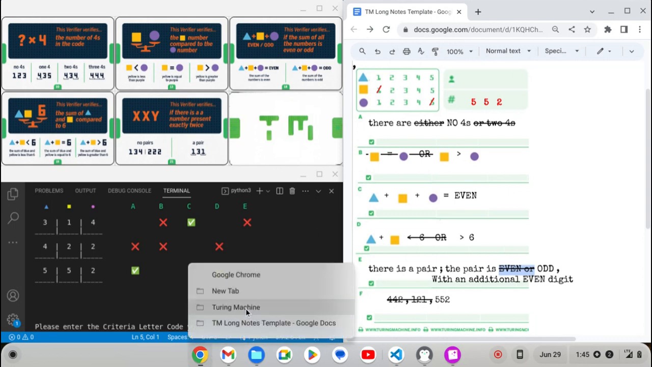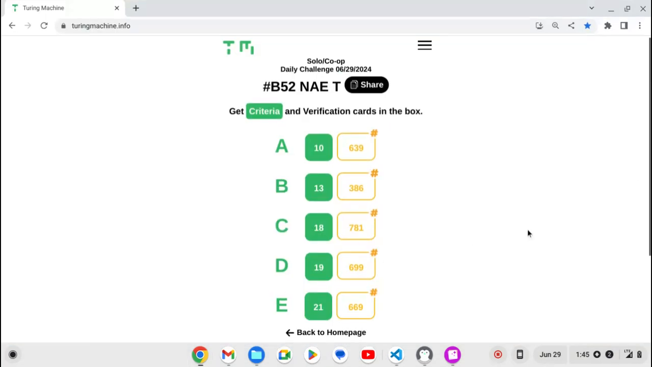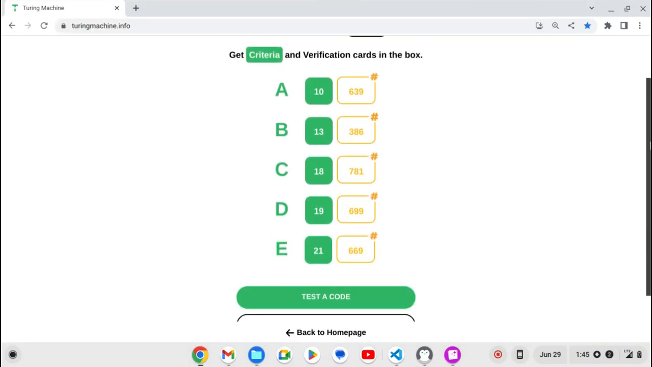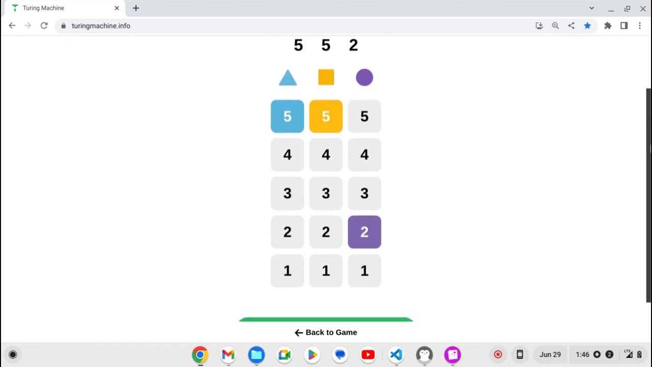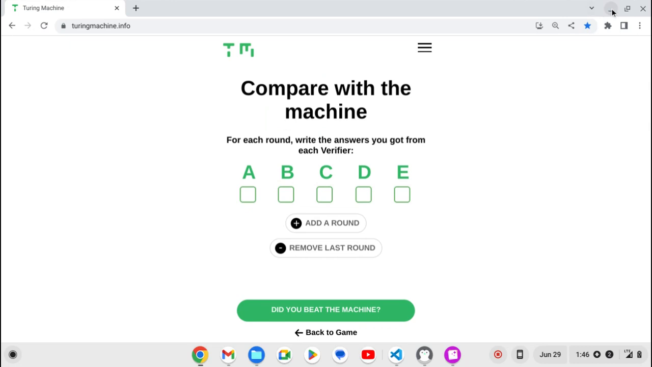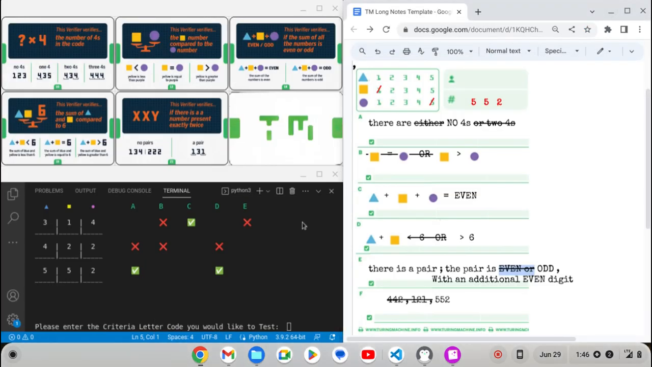So let's go verify. So 5 5 2. Oops, 5 5 2. And okay, yes, but I'm concerned about whether we beat the Turing machine or not. So we did do it in 8.